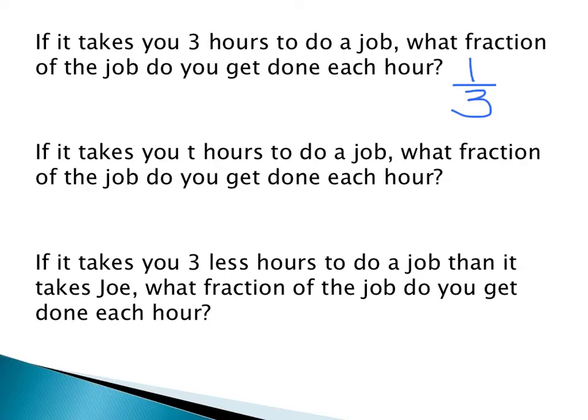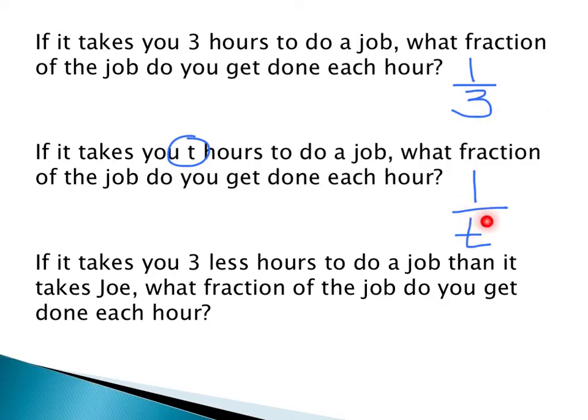Now, if it takes you T hours to do a job, what fraction of the job do you get done each hour? Just as before, it's 1 over however long it takes you to do the job, because it's T hours. So if we add together T of these fractions, 1 over T, 1 over T, 1 over T, however many is necessary to get T of them, together they equal 1. Just as 1/3 plus 1/3 plus 1/3, 3 of the 1/3s give you 1.